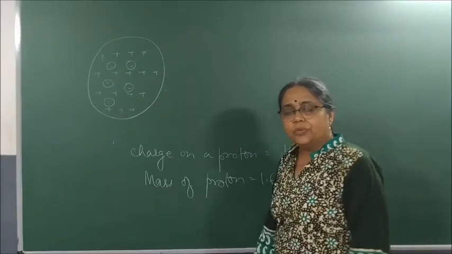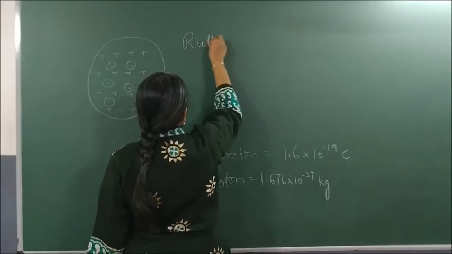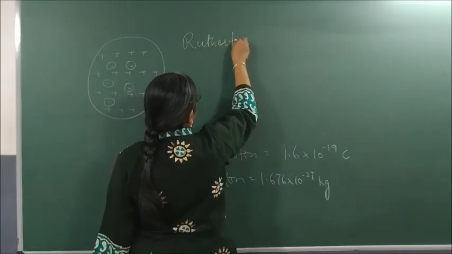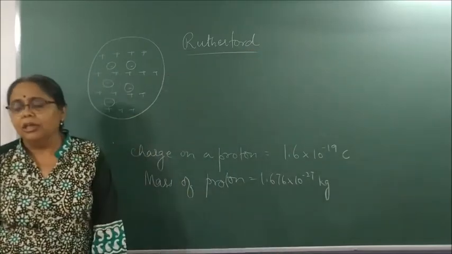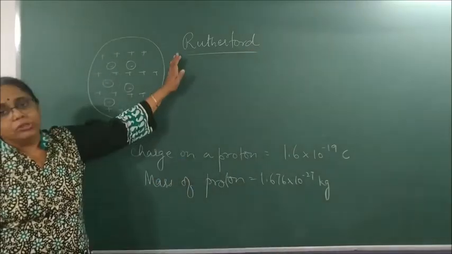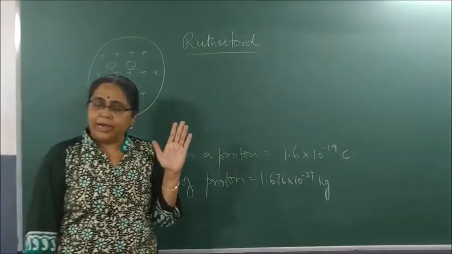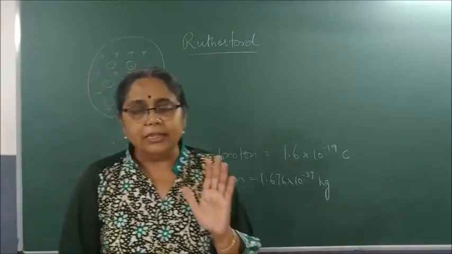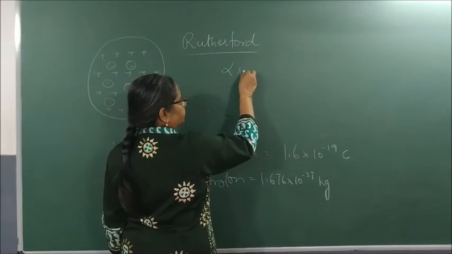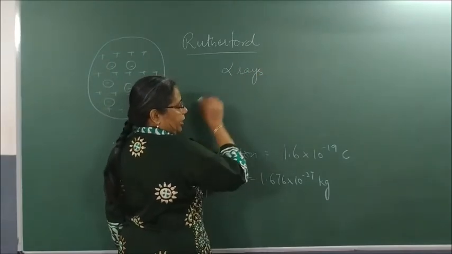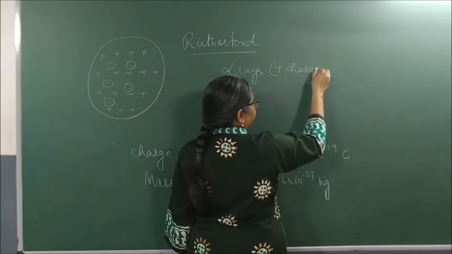Then we went to the next model of atom, which is called Rutherford's model of atom. Now technically, yesterday very foolishly I thought, today I will teach technically. So Rutherford's model of atom is also called the planetary model of atom or the solar system model of atom. What we do here is we take alpha rays, which are positive charge rays.